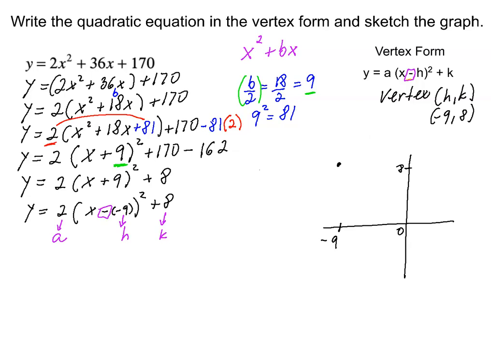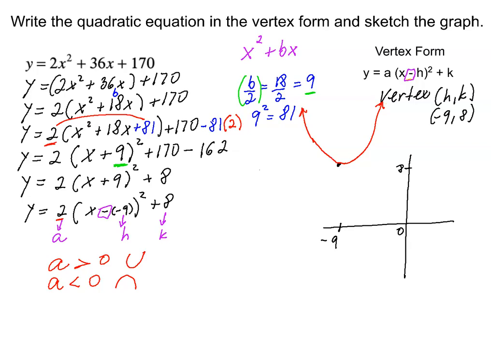Now, this number in front of the parentheses, in this case the number 2, when a is positive, greater than 0, the parabola opens upward. When a is less than 0, then the parabola will open downwards. Okay, so in this case, as you can see, 2 is a positive number, so we have a parabola that will open upward. Okay, and this is pretty much how you solve it.